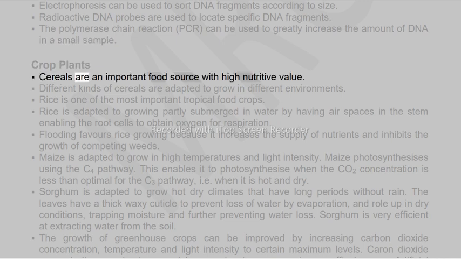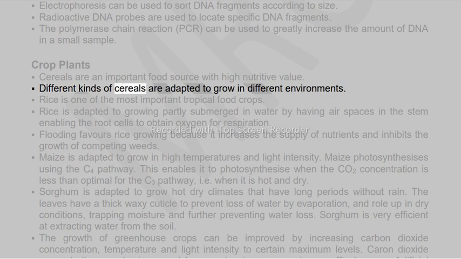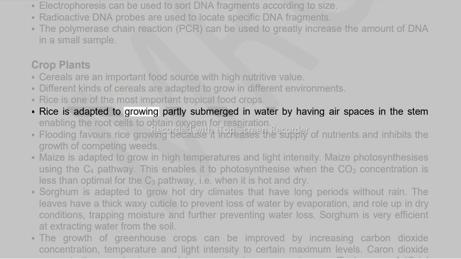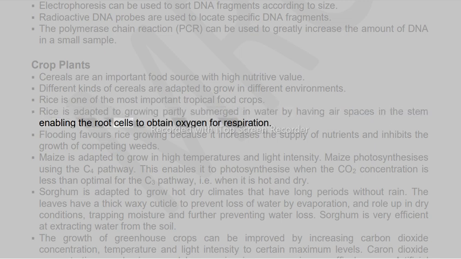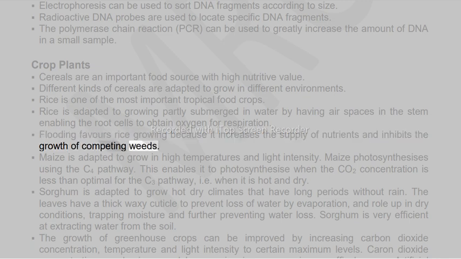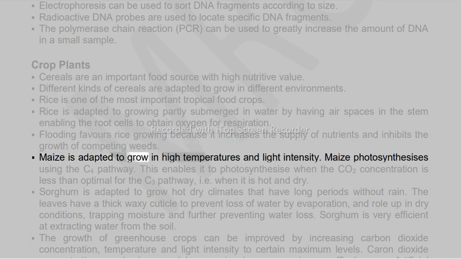Crop plant cereals are an important food source with high nutritive value. Different kinds of cereals are adapted to grow in different environments. Rice is one of the most important tropical food crops. Rice is adapted to growing partly submerged in water by having air spaces in the stem, enabling the root cells to obtain oxygen for respiration. Flooding favors rice growing because it increases the supply of nutrients and inhibits the growth of competing weeds. Maize is adapted to grow in high temperatures and light intensity.